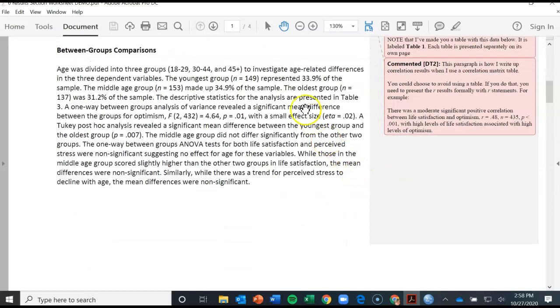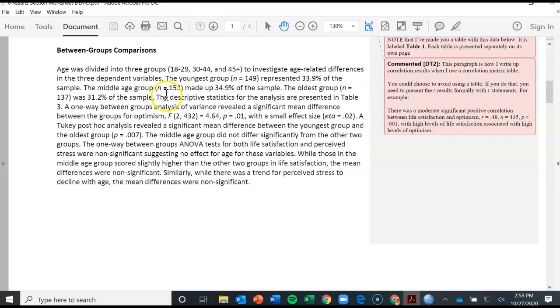Now, the between groups comparisons. For my version of the semester project, my between groups variable is age divided into three groups. I need to provide the descriptive information. The three groups were divided as 18 to 29, 30 to 44, and 45 plus. I wanted to investigate age-related differences in the three dependent variables. The youngest group, and I provide the N of 149, notice N is italicized, there's a space, an equal sign, a space, and the 149 represented 33.9% of the sample.